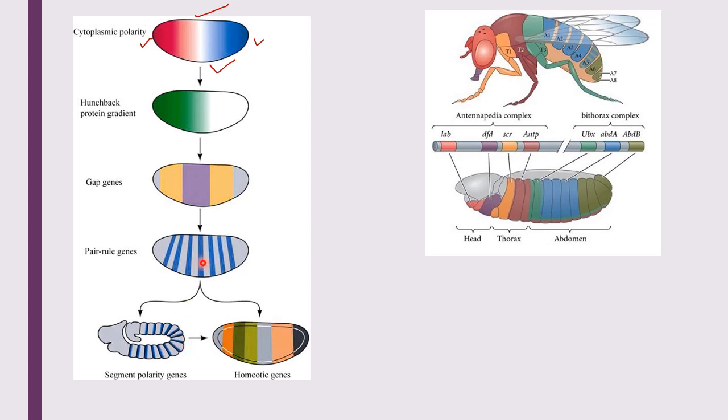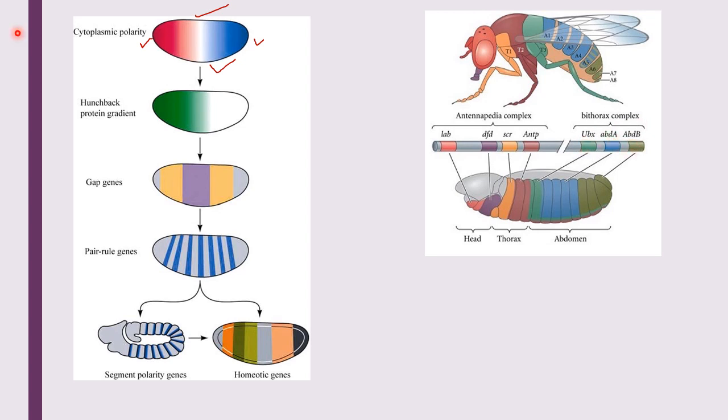Now this pair rule gene and segment polarity gene together help in expression of homeotic gene. In case of Drosophila, this homeotic gene has been divided into two complexes on chromosome 3. The first complex is antennapedia complex, which has genes such as labial, deformed, sexcom reduced, antennapedia, and one more which is not mentioned in this figure, that is proboscipedia. Now the second complex is bithorax complex, which has genes such as ultrabithorax, abdominal A and abdominal B.